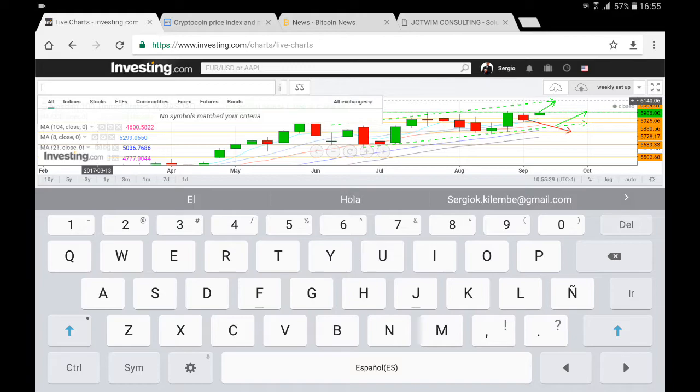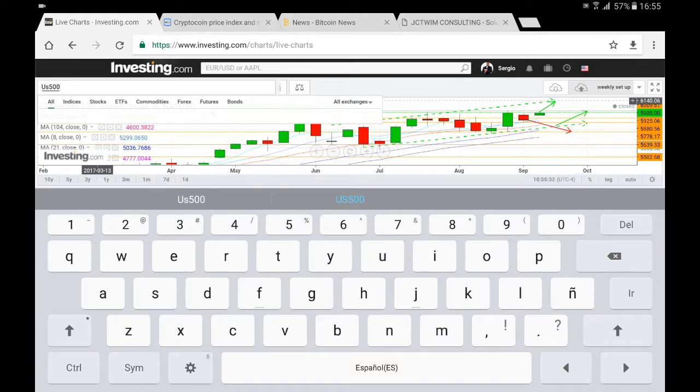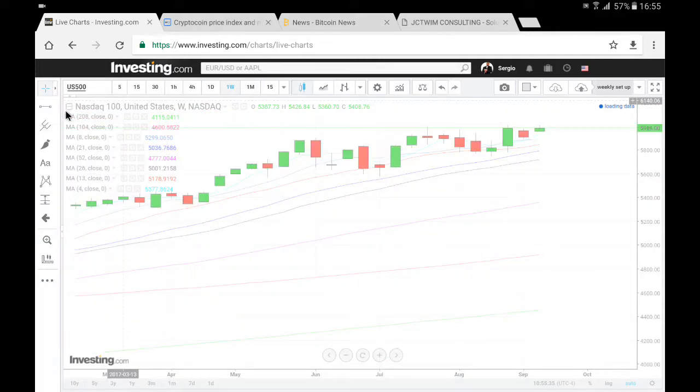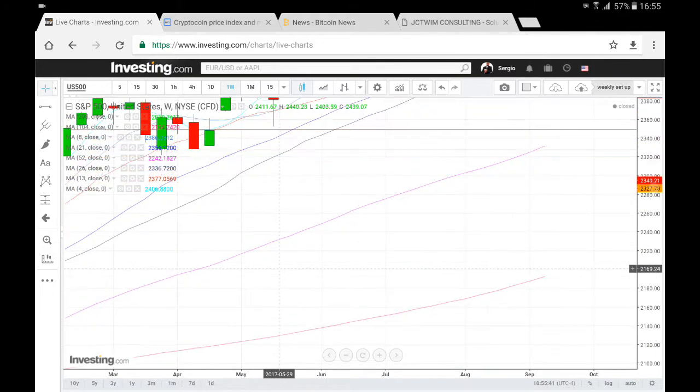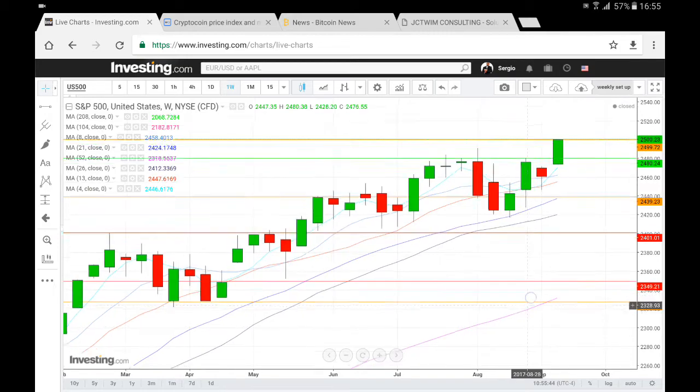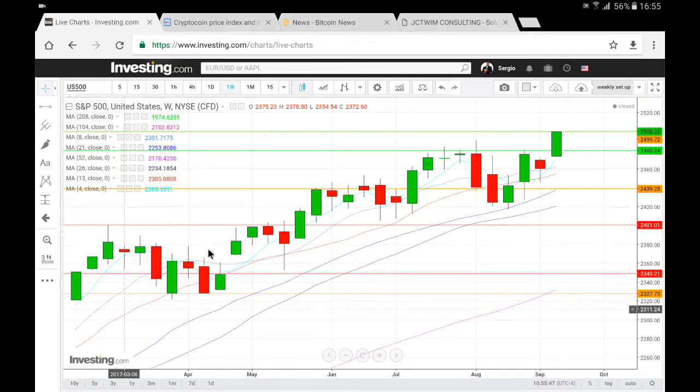Nasdaq 100, and now the S&P 500. Boom, that's your S&P 500. Let's simplify the charts and zoom in. Exactly the same thing here. You see, we are uptrending, with the 21 weeks moving average acting as a support. The resistance was 2480, it broke above 2480, and now it closed right at 2500 points with a huge gap up.